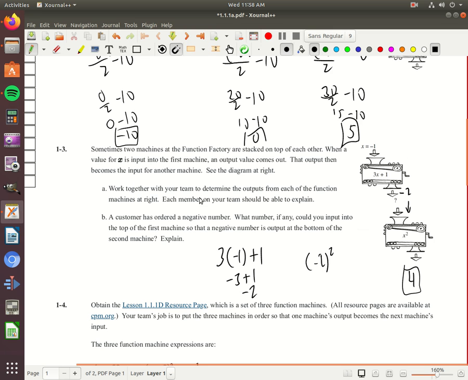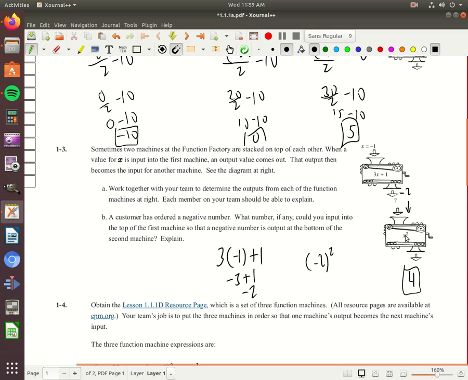It says work together with your team to determine the outputs from each of the function machines at right. Each member should be able to explain. And a customer has ordered a negative number. What number, if any, could you input into the top machine so that it comes out negative?